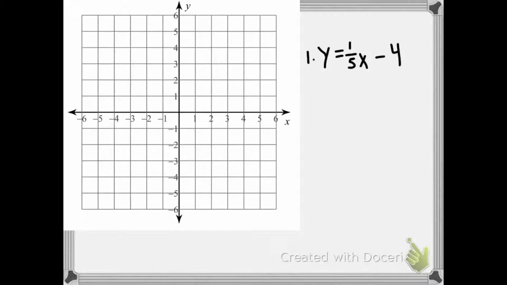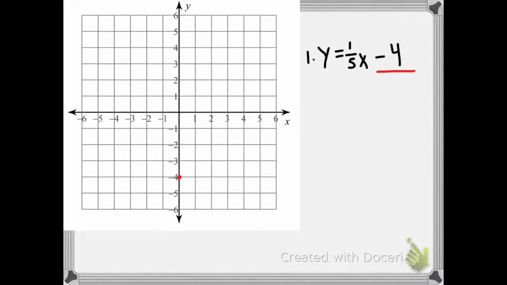The thing that I like about graphing with slope-intercept form is that you don't need to know any ordered pairs. You could just look at this equation and be able to graph a line. So when you're graphing the line, you usually start with your y-intercept, so that will be -4. So you put a point at -4. So I put a dot right here.